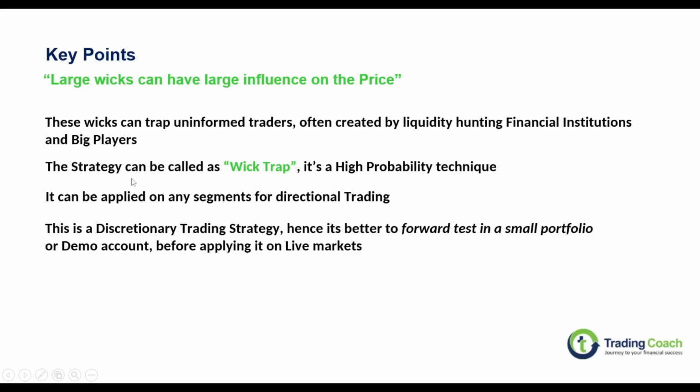So this strategy, as we have pointed out, can be called wick trap. It's a high probability technique. It can be applied on any particular segment for directional trading. Say, for example, if you're trading in stocks, cryptos, currencies, commodities, futures, options, it doesn't matter which instrument you're actually trading, you can apply this particular trading strategy.